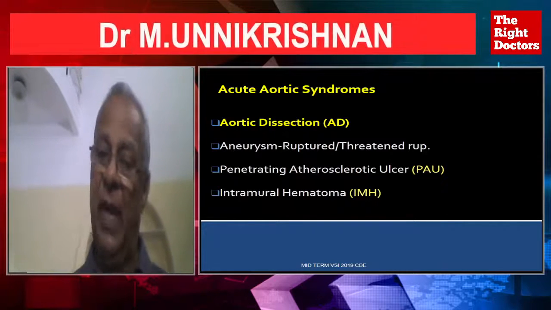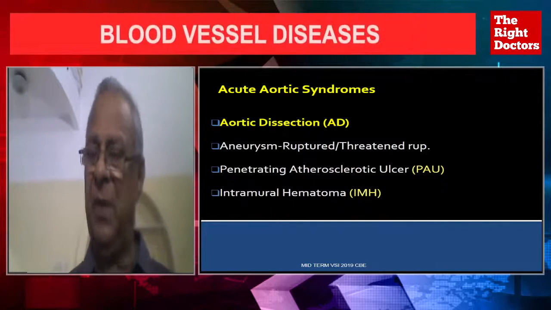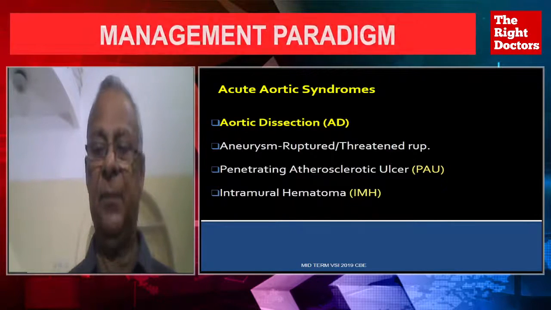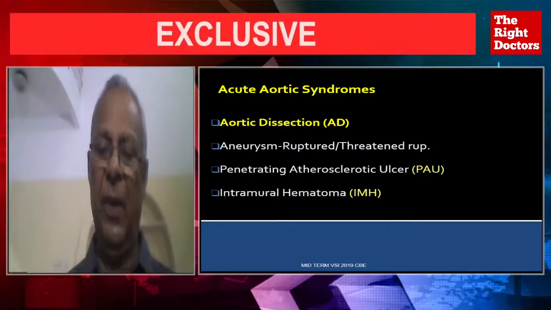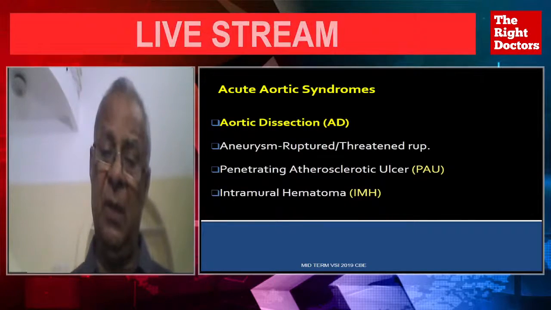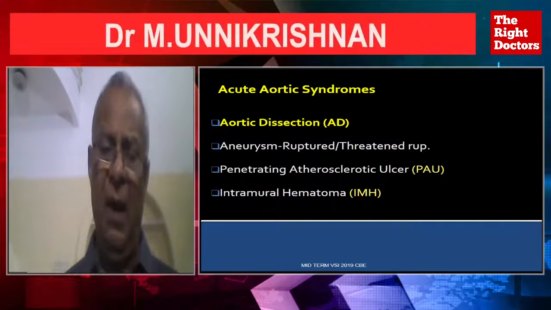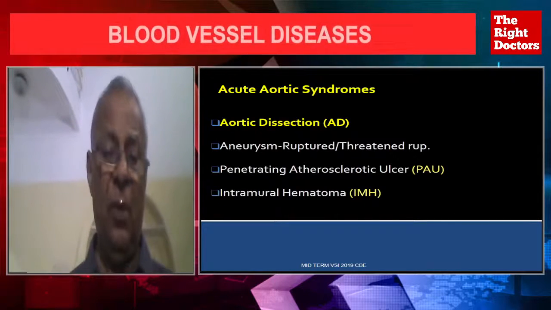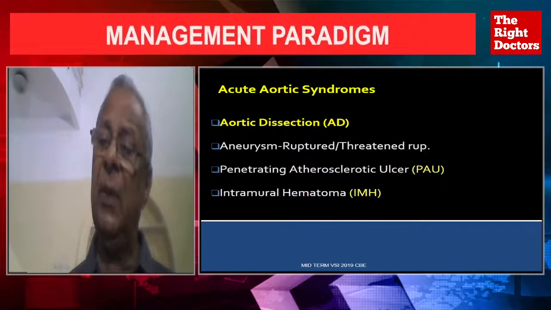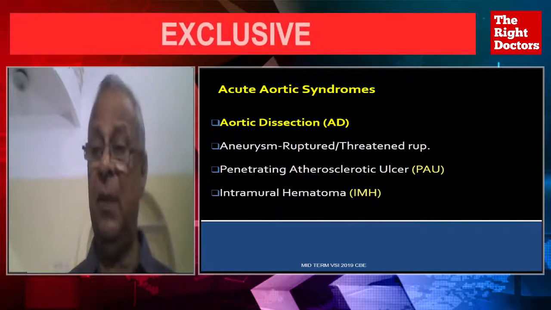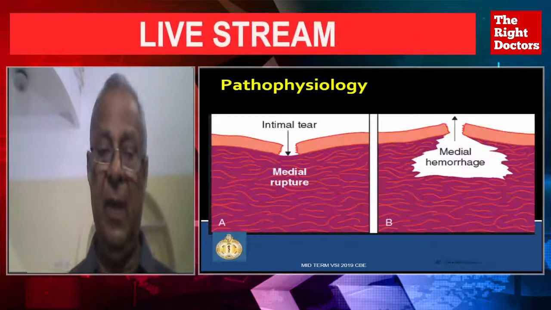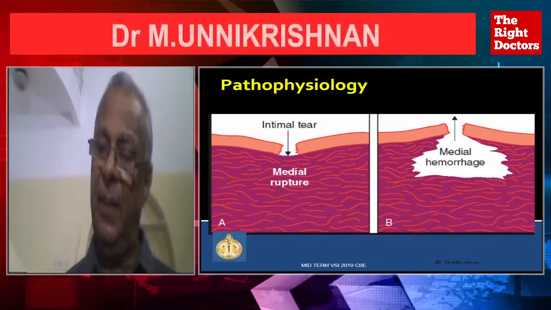Aneurysm rupture is a high mortality condition. A threatened rupture can be salvaged early, and it's almost like elective surgery if you do it in the proper time. Then we have the penetrating atherosclerotic ulcer and intramural hematoma. They are truly the precursors for Stanford B dissection. So they may require intervention, depending upon the size and the patient's age, hypertension, the size of the ulcer, the number of ulcers, and various factors.